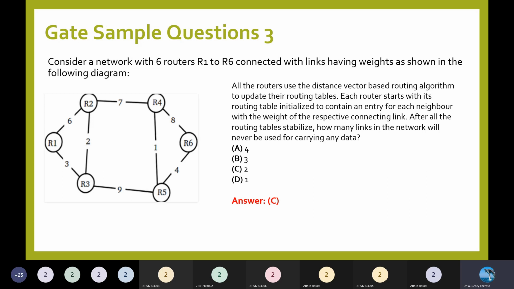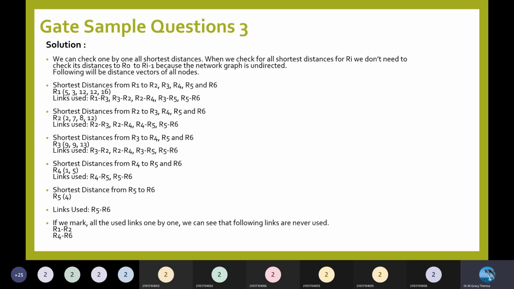So how does the answer C come about? The solution is given. Here we can check one by one. For the shortest distance, we will be checking starting from R1 to R2, R3, R4, R1 to R5. If I write it down, this is the link of R1 and R2 and R3. It goes on decreasing, and finally it finds that two links, R4 to R6, are nil. R1 to R4 is there and R4 to R6 is there, but two links are nil. So from this we can conclude that two links have been unused.